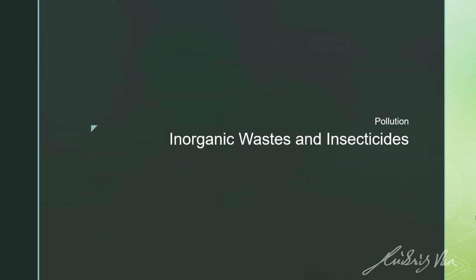So in this video, we are going to learn about the impact that inorganic waste and insecticides have on the environment. Insecticides are basically chemicals used by farmers to get rid of insects or pests. So another name is pesticide. I am grouping these two together because their impact is roughly the same.